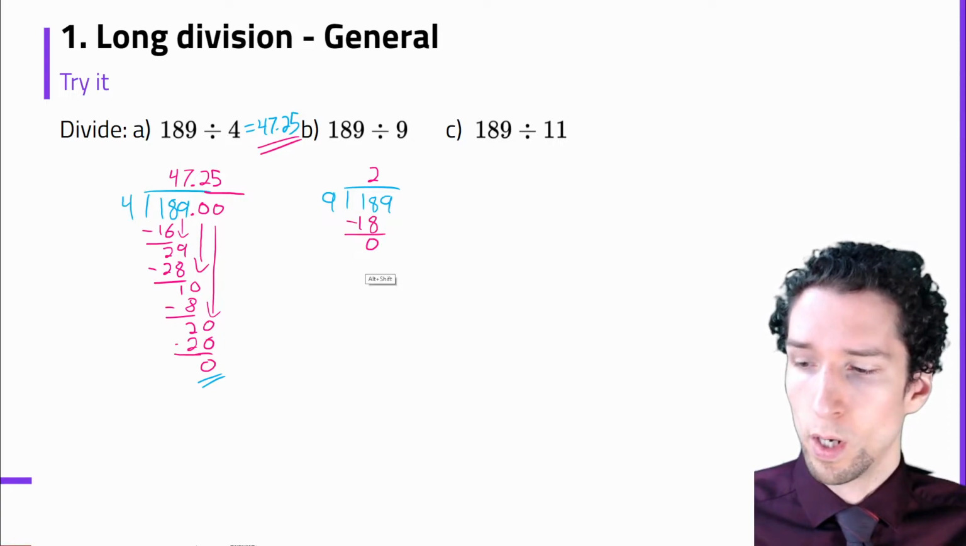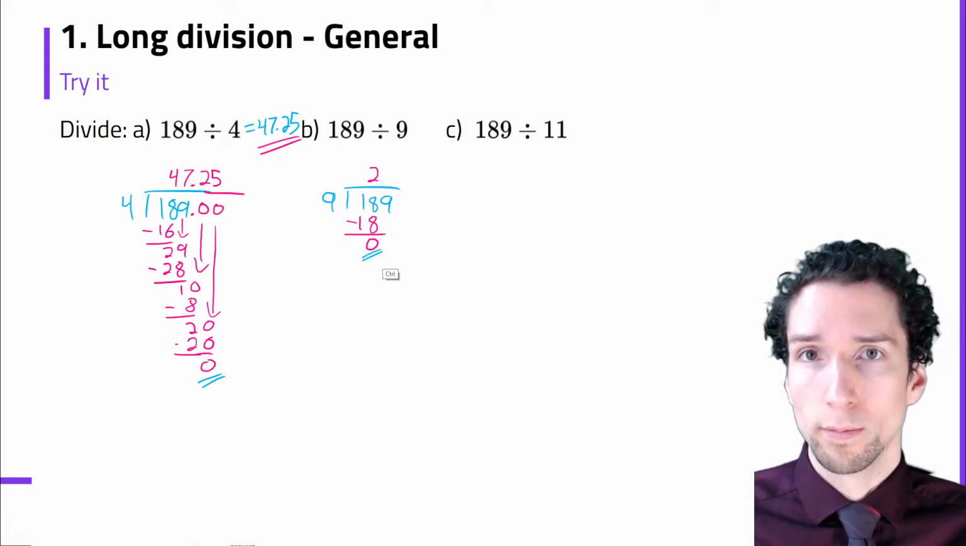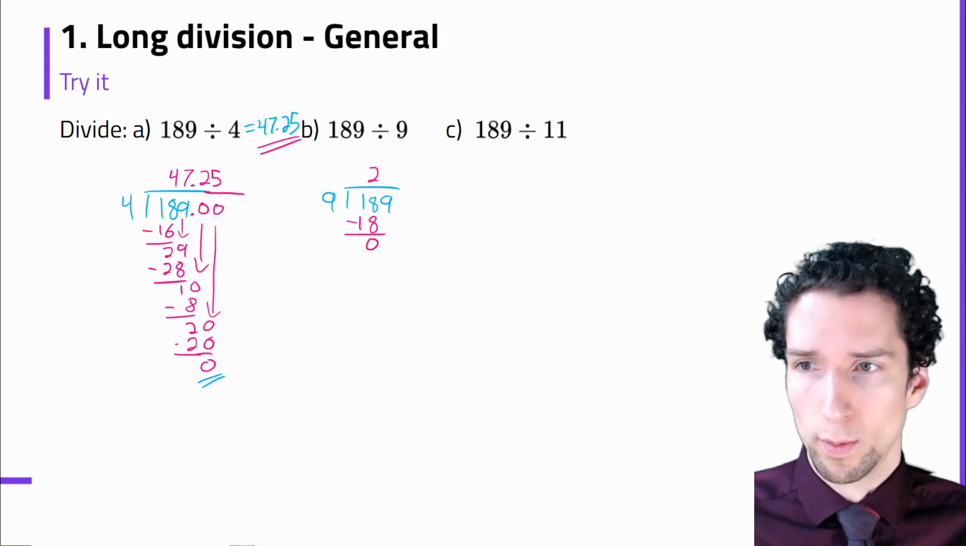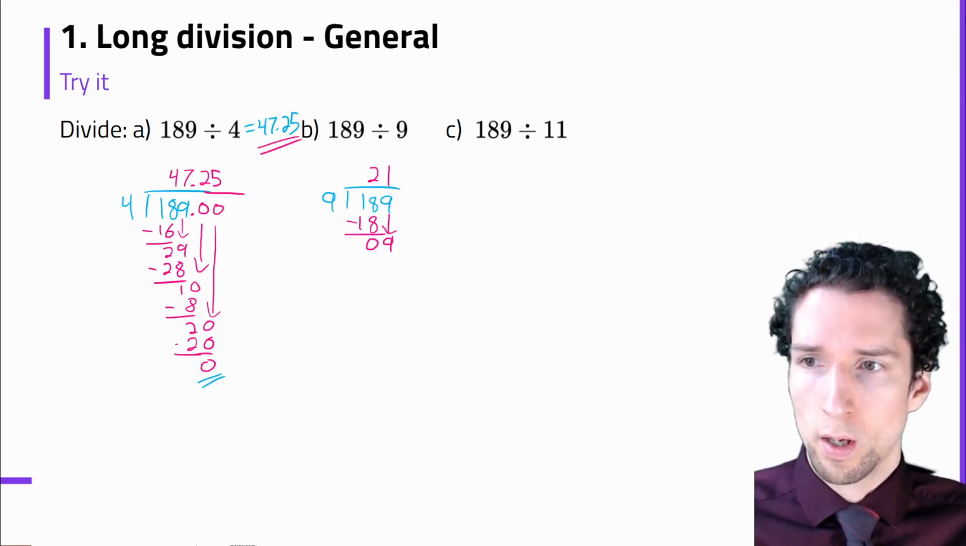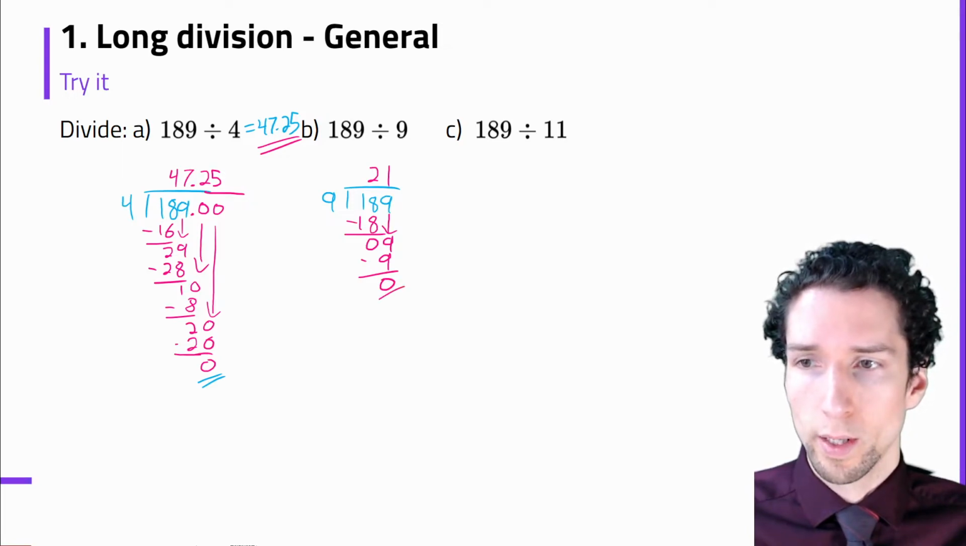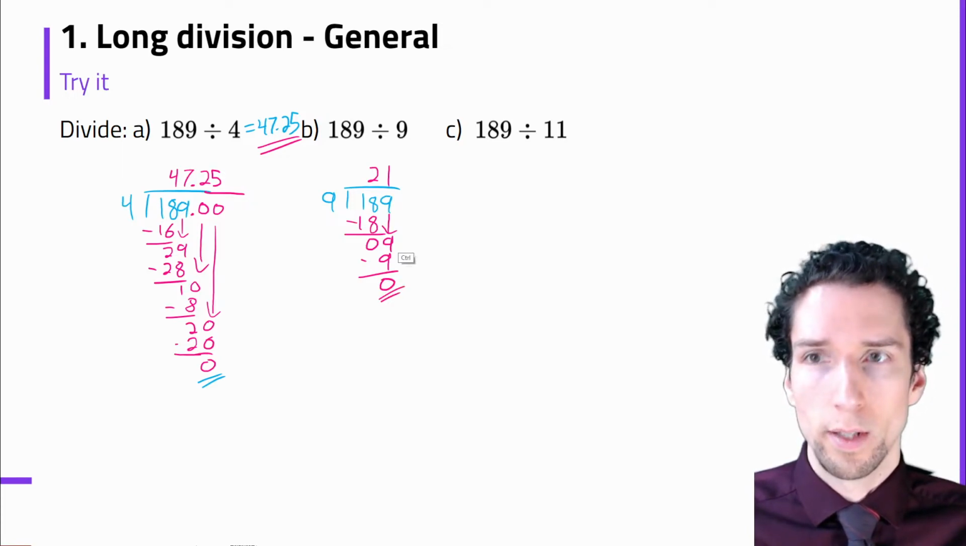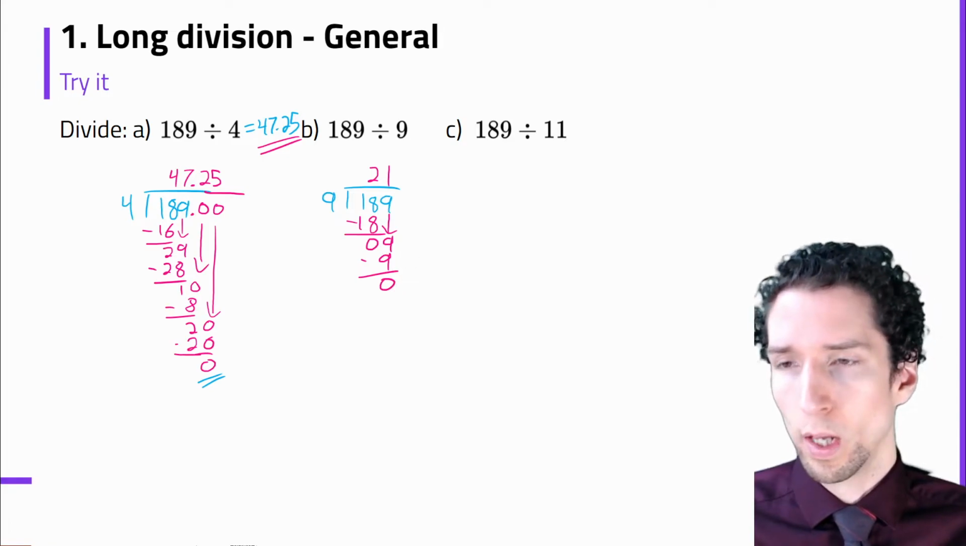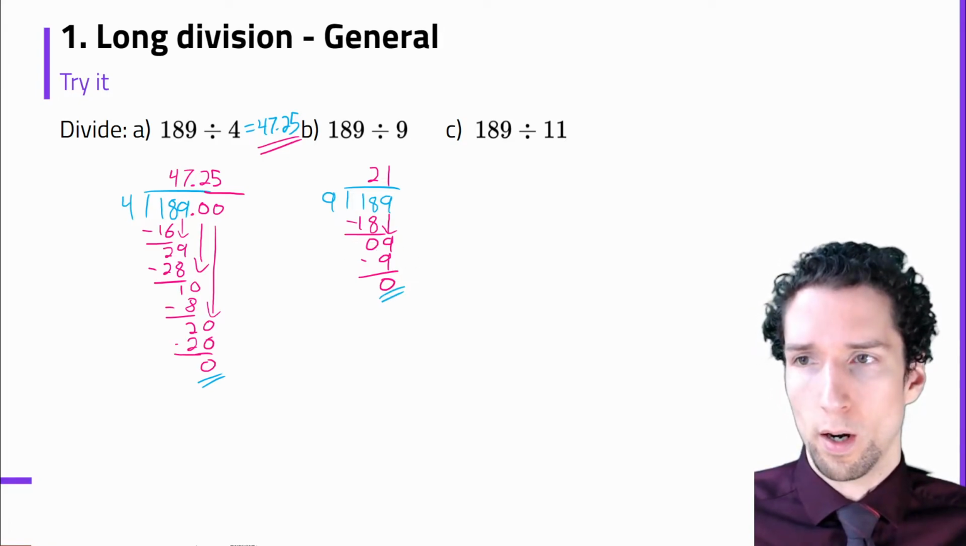Okay, 0, 0 here, but no, we're not done because we have more digits in the original number. So we'll bring down our 9 here. So 9 into 9, that's 1 time, obviously. And 9 and 0. Okay, we have a 0 here, and it's also the final digit. There's nothing left to work with. So now we are finished the problem, and our answer here is 21.